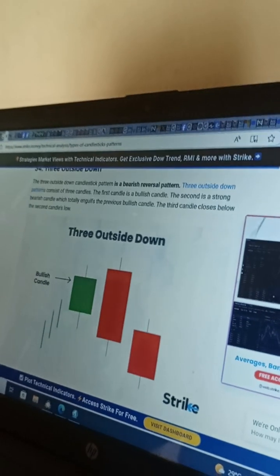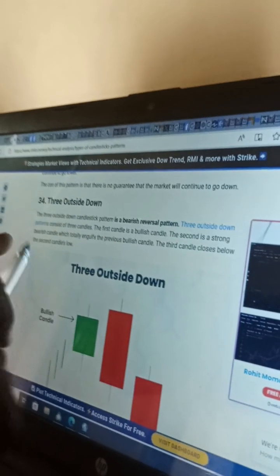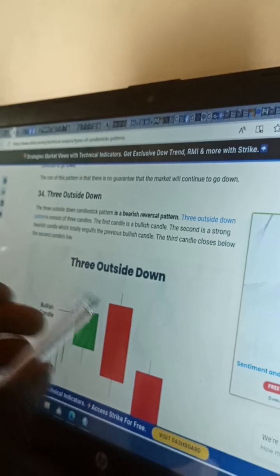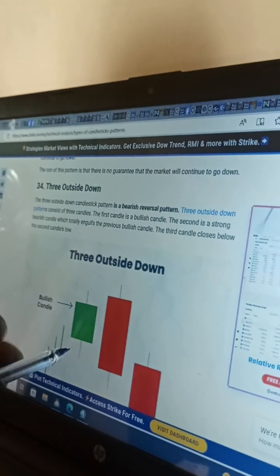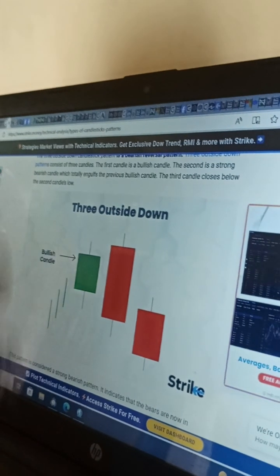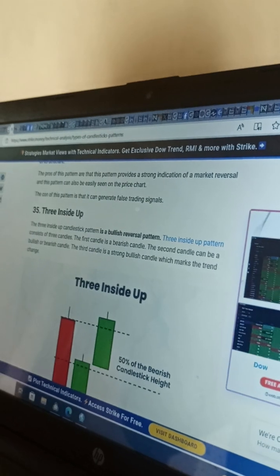Okay. So three outside down. The three outside down candle is a bearish reversal pattern. It consists of three candles. The first candle is bullish. The second is a strong bearish candle which totally engulfs the previous one. The third candle closes below the second. So normally this is a bearish engulfing candle. It has engulfed the bullish. But immediately we form another one that comes here. That gives us three outside down. So we have three outside, we have three inside. That three outside means we are going down.